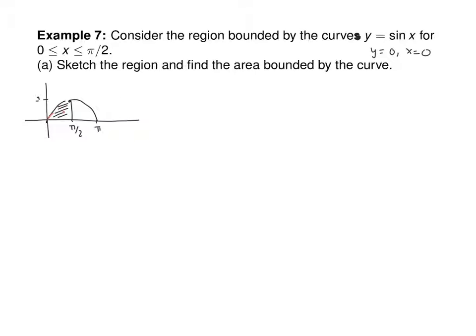So the first thing if we're finding centroids is we need to find the area. So the area is equal to an integral from 0 to pi halves sine x dx, so easy as can be. Antiderivative of sine is negative cosine, and that will be negative 0 plus 1, or 1. So the area of that region is 1.